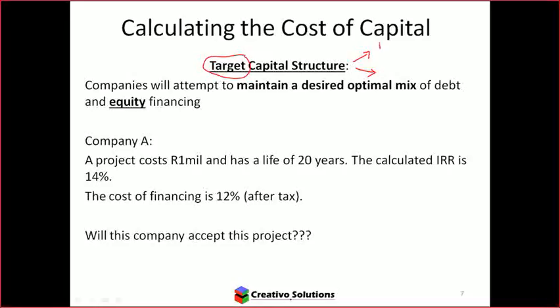So if they're targeting something here in terms of capital structure, a company will have a targeted debt and equity ratio. So it could be maybe 50-50. Or it could be something like this. Debt, equity, 70-30. Right, so now, how are those two companies different?